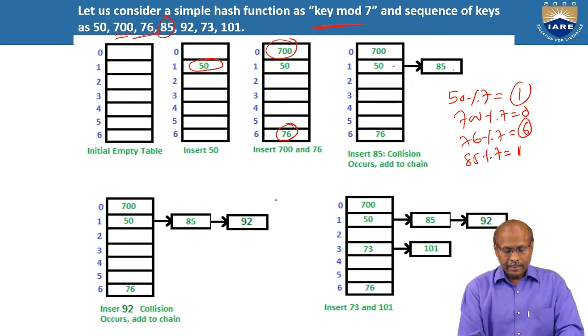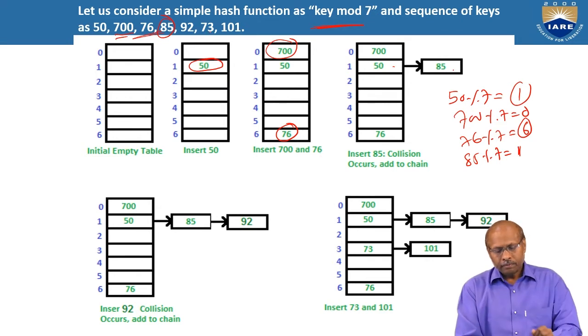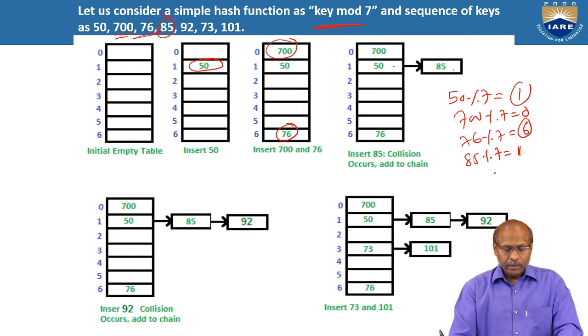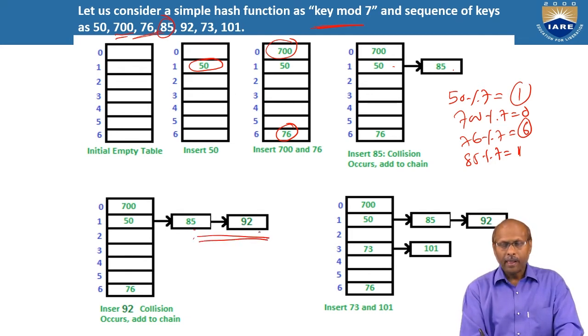So to resolve the collision we are maintaining a chain, or a linked list. Okay. Next 92. Whenever 92 comes, again divide, 92 modulus 7. There also you are getting 1. So it is stored here, 85, then linked with 92. Okay. So 92 is inserted here.